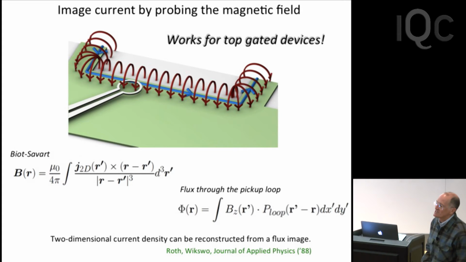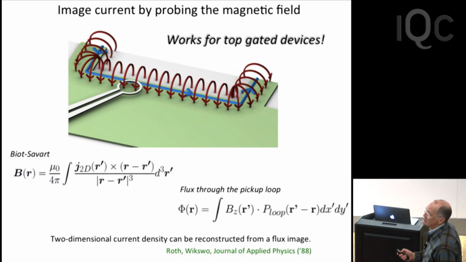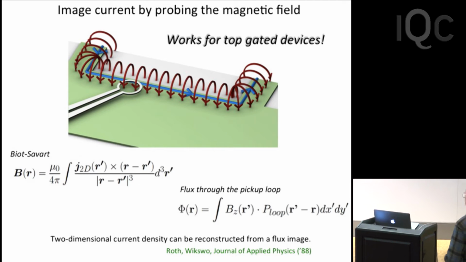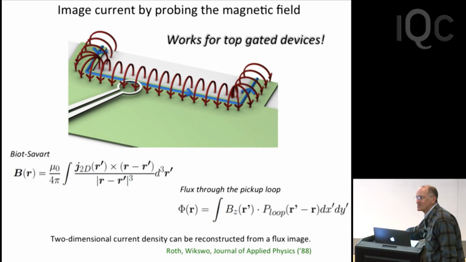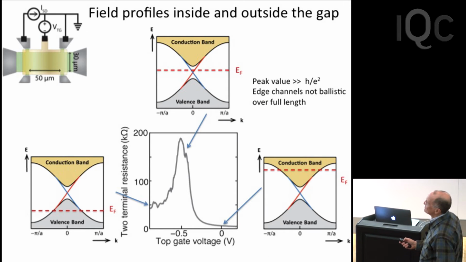And the selling point is that because the top gate doesn't interfere with the magnetic fields, you can do this for a top gated sample, and that's a lot easier than having a back gate. So if you apply a voltage to the gate, again, you're adjusting the Fermi level relative to the gap. The resistance has a peak when the Fermi level is in the gap, and it's lower on either side.